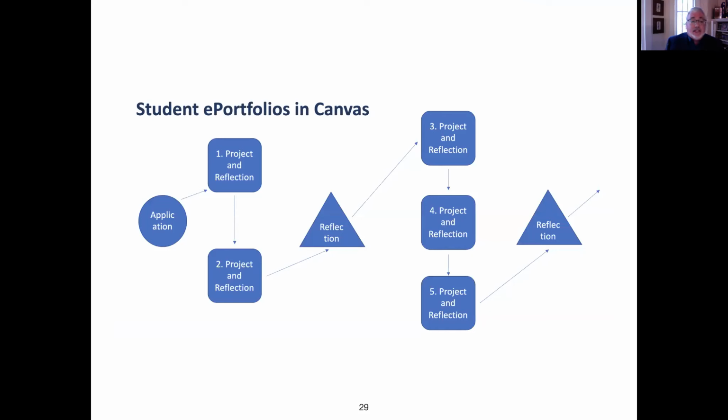Another way of visualizing this is in this flow chart. Students apply to the program and then enroll in their first honors course, which generates a project and a reflection, a second honors course culminating in a project and a reflection. At the end of each academic year, they're asked to do a reflection on their participation and progress in the program, and so on for a 3rd, 4th, and 5th course and project. Finally, there is an exit reflection upon what the program has meant to them.